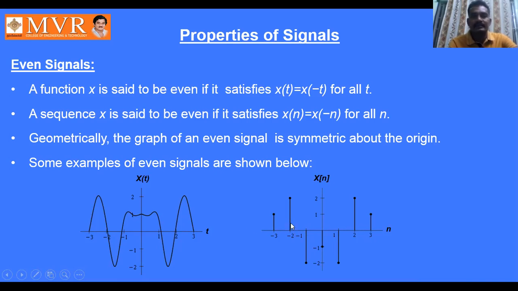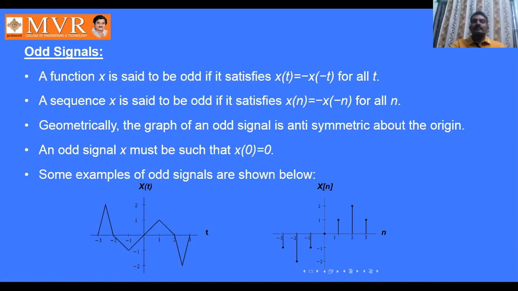Signal and function and sequence is represented like this. And coming to the odd signals, a signal is said to be odd if the function x of t is equal to minus of x of minus t. That is nothing but the original signal is equivalent to its mirror image, inverted. It is the inverted mirror image of the original signal.